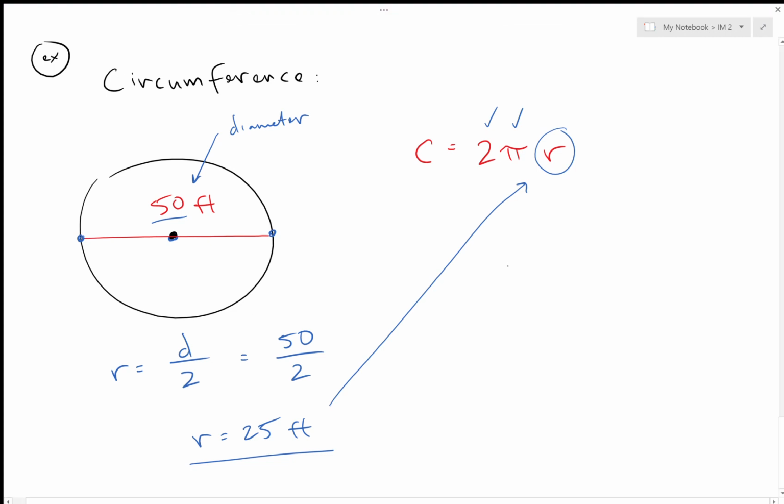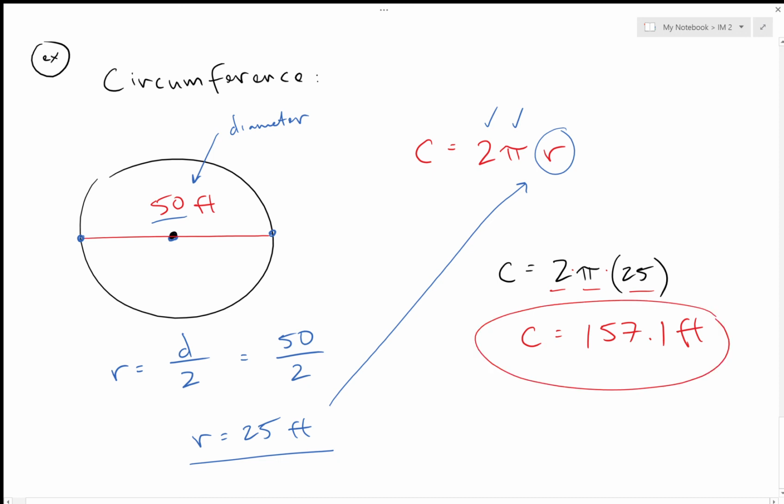Now 25 is the number that we want to plug in. So let's go ahead and do that. So circumference is 2 pi, and then the radius, 25. You can either do the 2 and the 25 and then the pi, or any order, because it's all being multiplied. In the end, when you multiply 2 pi and 25 together, you get 157.1, and the units are going to be feet. Not squared, because it's not an area. It's 157.1 feet around that circle.